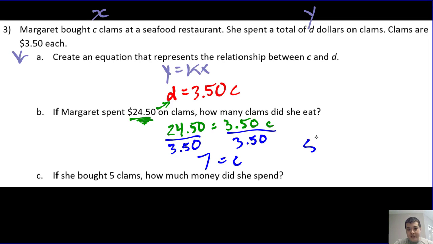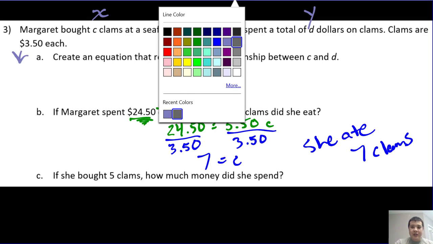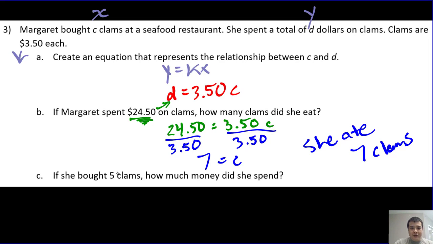So therefore she ate 7 clams. The next question says if she bought 5 clams, how much money did she spend? So again, going back to our original equation, we're going to put 5 in for C because C represents the number of clams she bought.